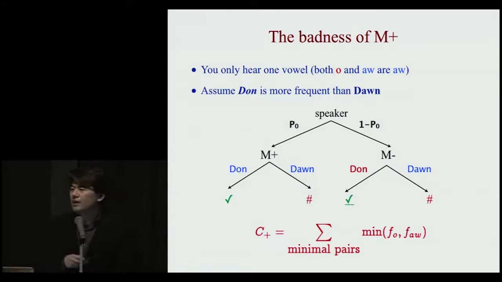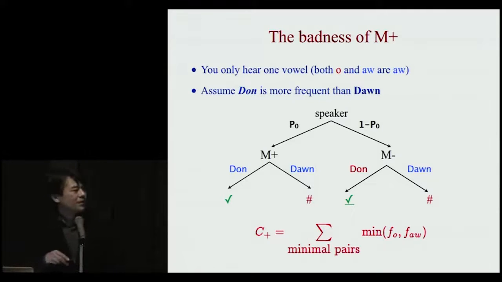This is what happens if the learner is trying to merge a system, namely the system under which the two vowels are the same. Sometimes it's going to hear speakers using the merger. Sometimes it's going to hear speakers not using the merger, namely using the distinct system. Let's just say, without loss of generality, let's assume DON to be more frequent than DAWN.